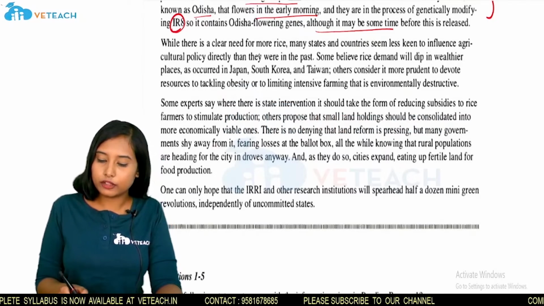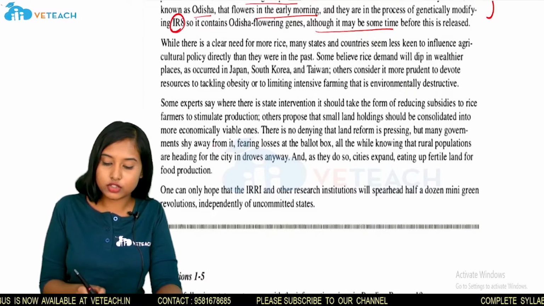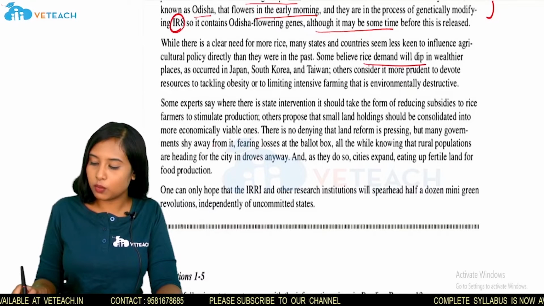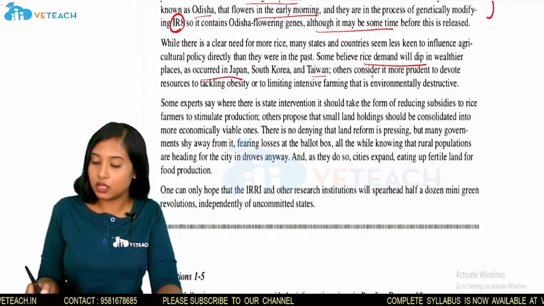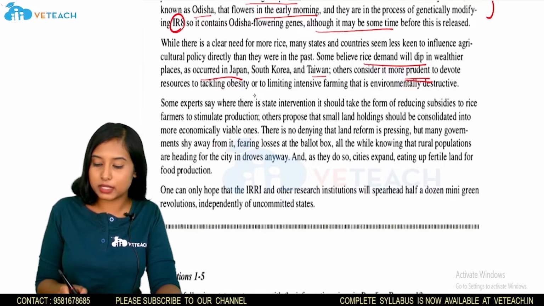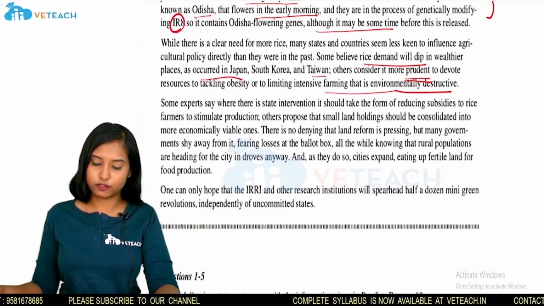While there is a clear need for more rice, many states and countries seem less keen to influence agricultural policy directly than they were in the past. Some believe rice demand will dip in wealthier places, as occurred in Japan, South Korea, and Taiwan. Others consider it more prudent to devote resources to tackling obesity or to limiting intensive farming that is environmentally destructive.